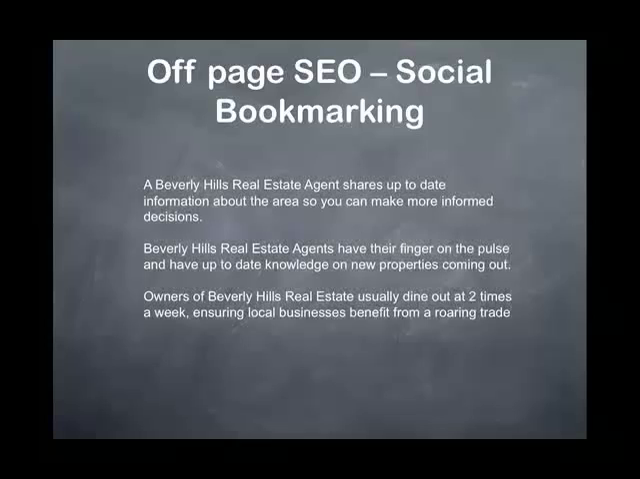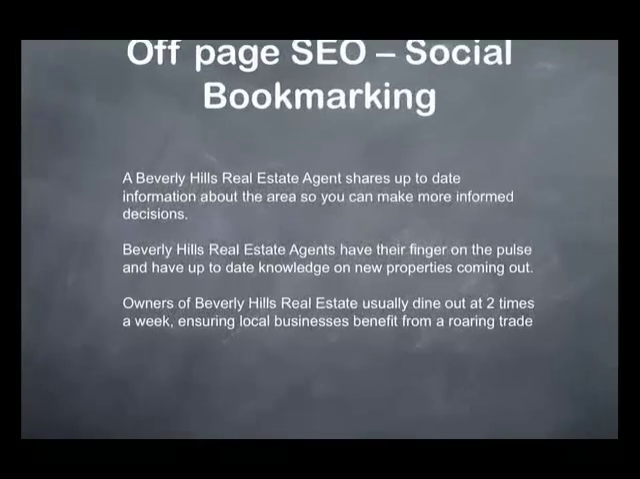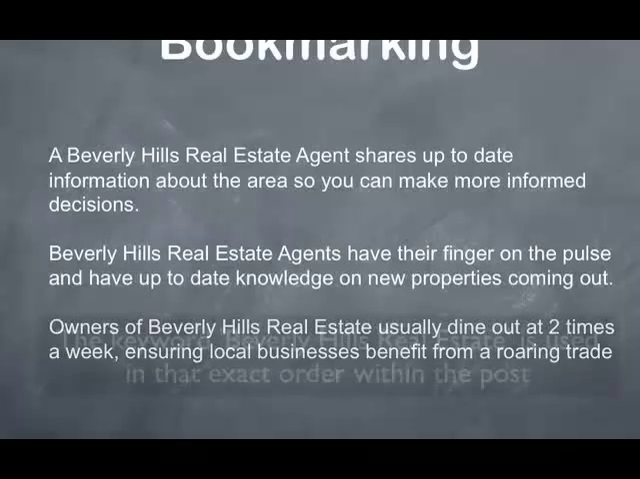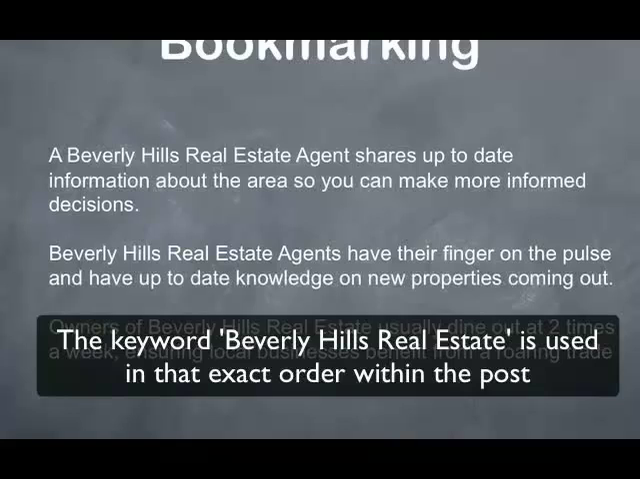The essential component here is ensuring that you are specifically placing your keyword in its specific order within the social bookmarking post. And you can see the 3 examples I have here. A Beverly Hills real estate agent shares up-to-date information about the area so you can make more informed decisions. So that is how you structure your small snippets of information, ensuring that you physically have your keyword located within it.